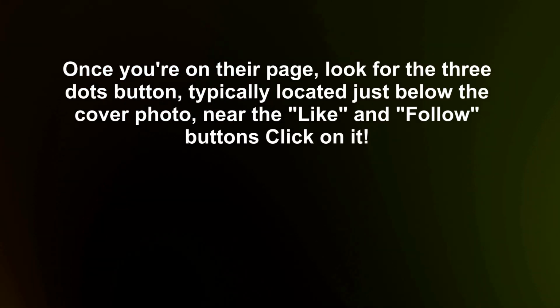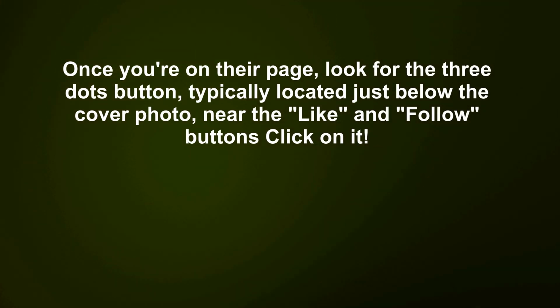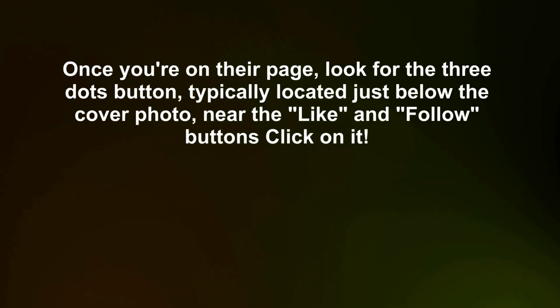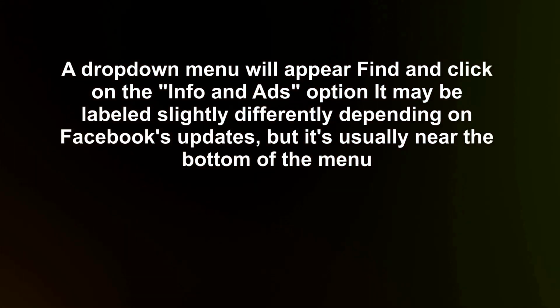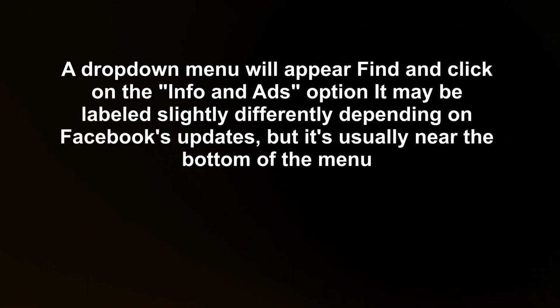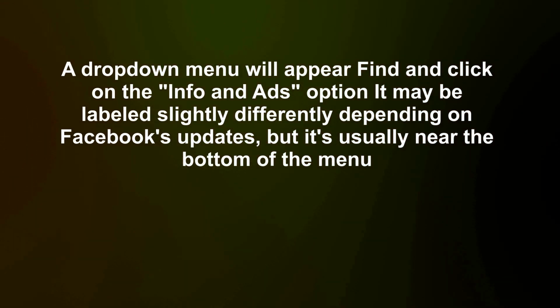the search bar. Once you're on their page, look for the three dots button, typically located just below the cover photo. Near the like and follow buttons, click on it. A drop-down menu will appear. Find and click on the Info and Ads option. It may be labeled slightly differently depending on Facebook's updates, but it's usually near the bottom of the menu.